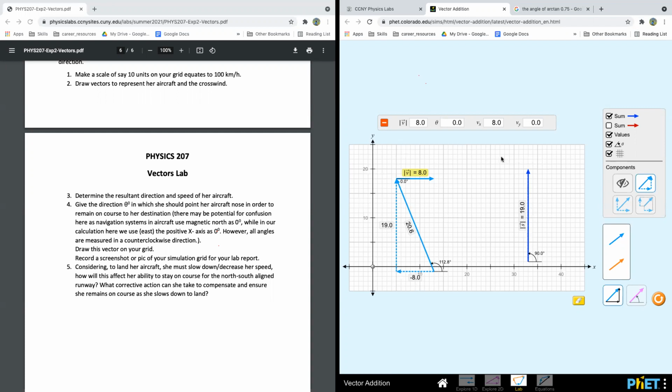This is a screenshot, but I guess they also ask you to give the direction theta, which should point her aircraft nose in order to remain on course. So that means you give me the direction of this one. And so basically, I don't want you to read from this graph because this is not 21 exactly. I want you to do the math yourself.